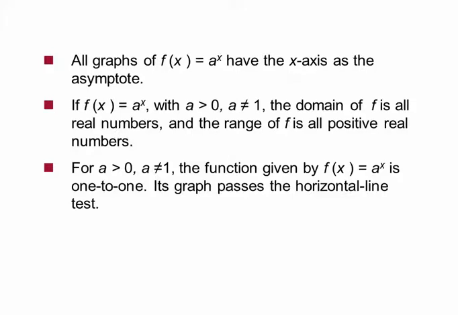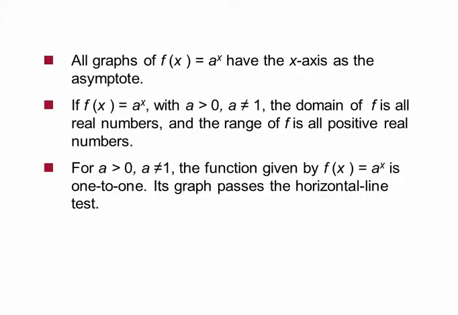When a is greater than 0, when that base is greater than 0 and not 1, the domain of f is all real numbers, and the range of f is all positive real numbers. It's only the positive real numbers because, again, it's getting asymptotically close to the x-axis. It will never reach 0, but it'll get darn close. I leave it to you to figure out why a can't be 1. Just think for a minute and you'll figure it out.